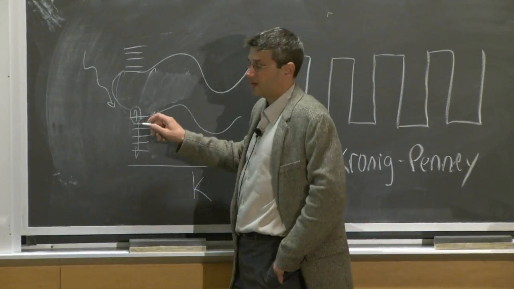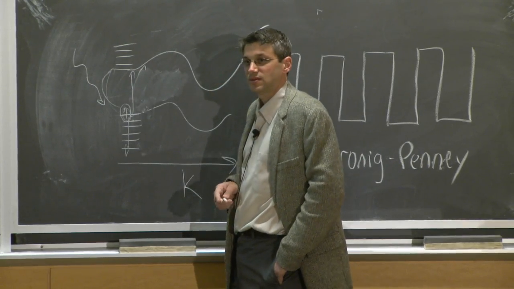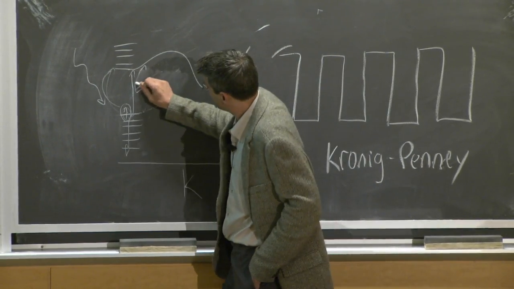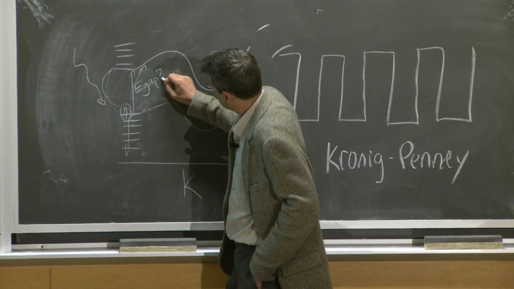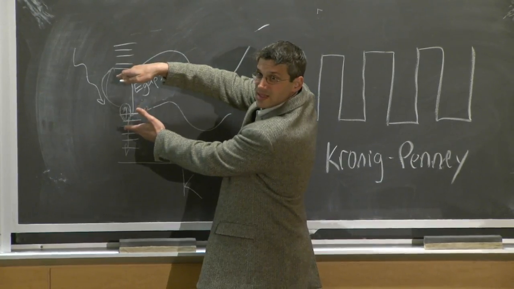And now I shine light on it. Where does this electron go? Is this the gap of the material? That's the key, right? Is that the gap? Well, it's the gap at this point in K-space.